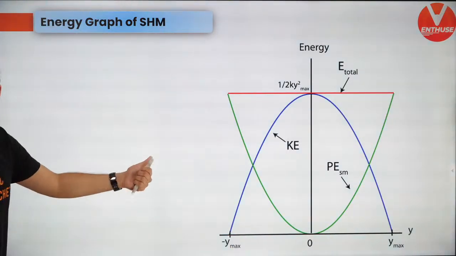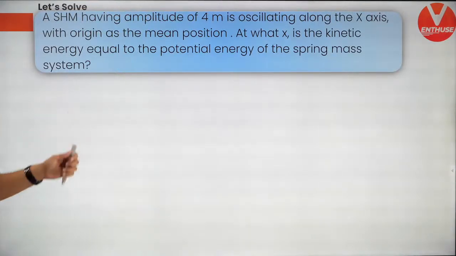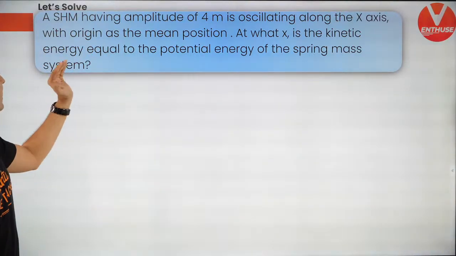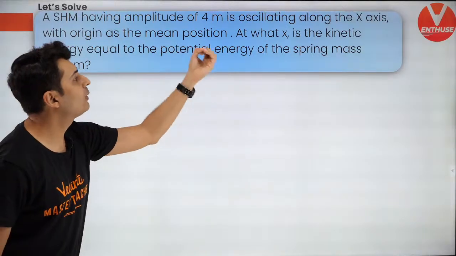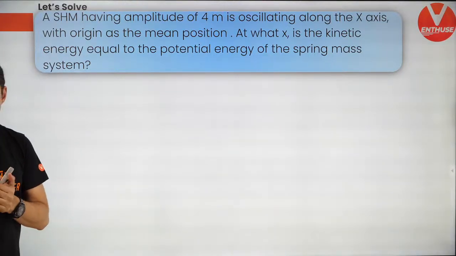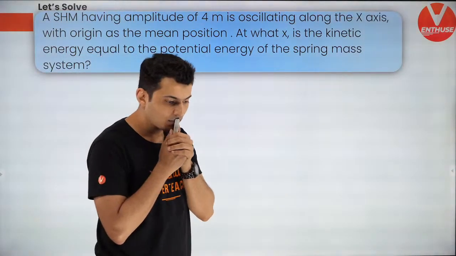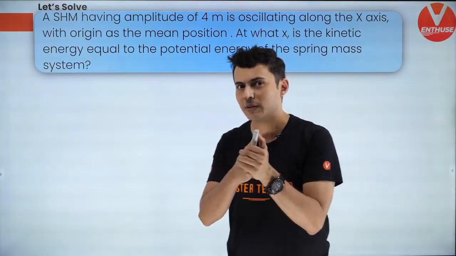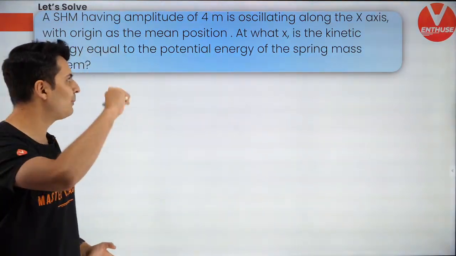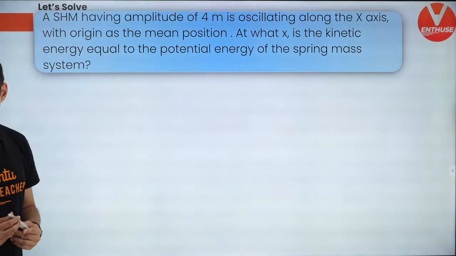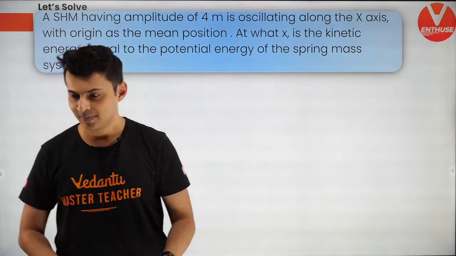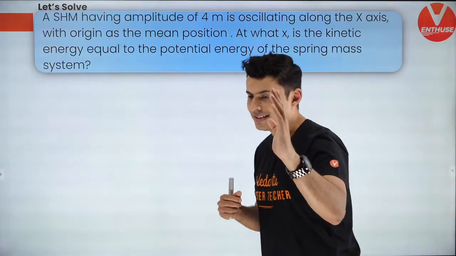Yes. Okay, let's do a question, guys, on this. So there is a SHM having amplitude of 4 meters oscillating in the x-axis with the origin as the mean position. At what value of x is the kinetic energy equal to the potential energy of the spring mass system? What x value is the potential energy equal to the kinetic energy? Yes, you have seen this graph before too in work power energy, correct? Okay, let's do this.